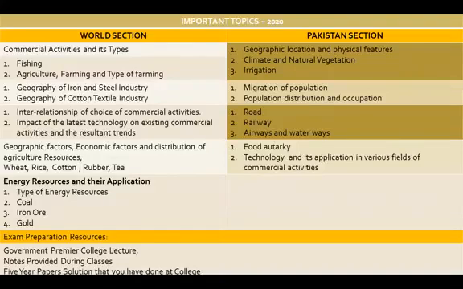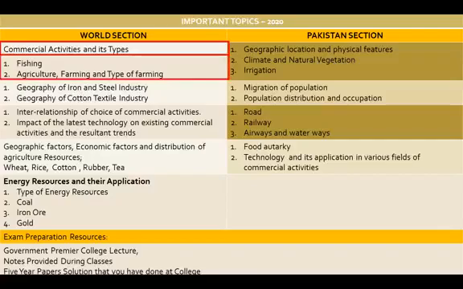Number 1, world section: commercial activities, fishing, agriculture. In fishing, we have a fishing topic, and a question comes from fishing. Farming and types of farming is a very important part. So here we can manage 3 questions in these two world topics.